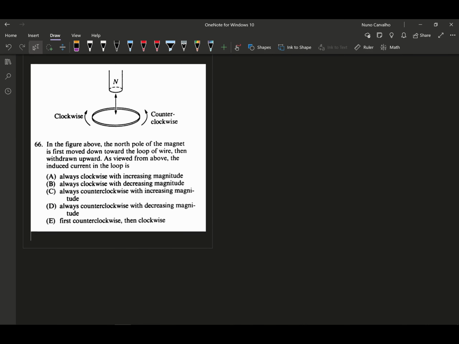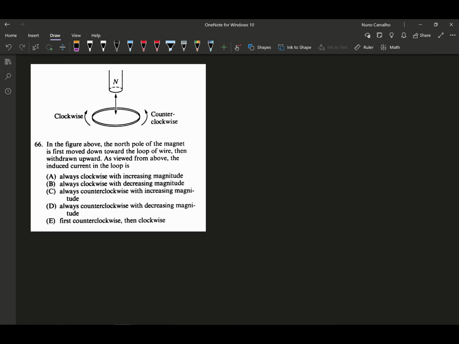In number 66, we are told that the north pole of a magnet is first moved down toward the loop of wire, and then it's withdrawn upward. And we are asked, as viewed from above, what's the induced current in the loop? This is going to force you to use the right-hand rule a lot as you're thinking about how the magnetic flux is going to be changing. And so this is also using Lenz's law.